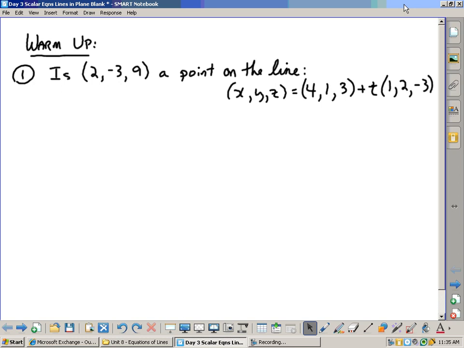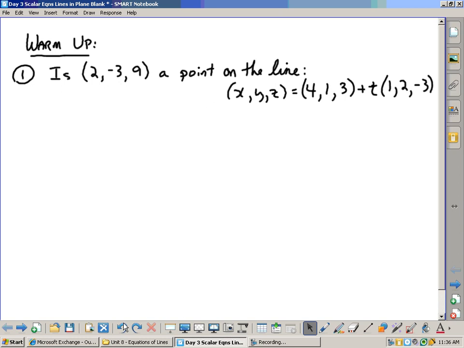So I know that if I wanted to find a particular point on this line, (4, 1, -3) is a point. That's the point when t equals 0, and nothing else is there. I also know if t equals 1, then I could get another point by going 4 plus 1, 1 plus 2, 3 plus negative 3, and I know that the point (5, 3, 0) is on the line. So I can keep changing values for t and get all sorts of points, but whether this point (2, -3, 9) is one of them on the line is a little bit more tricky.